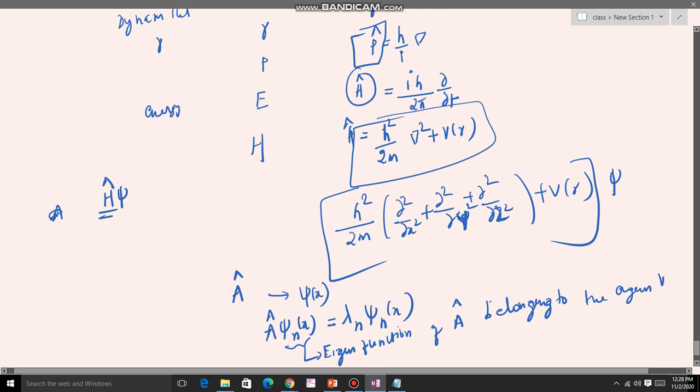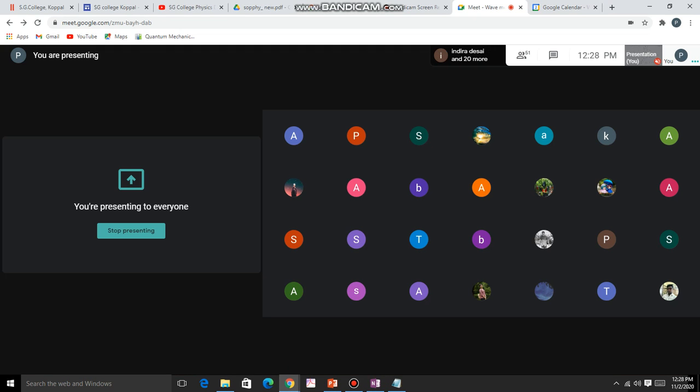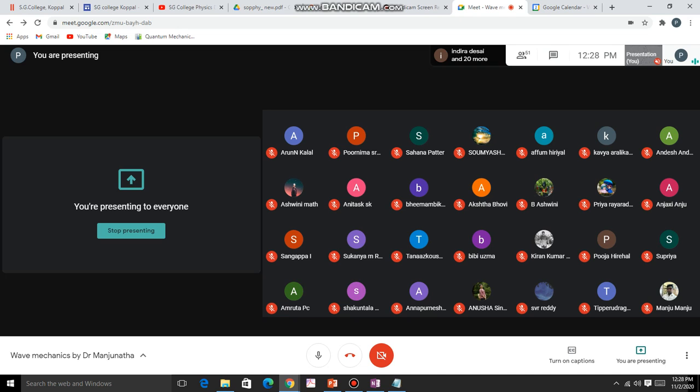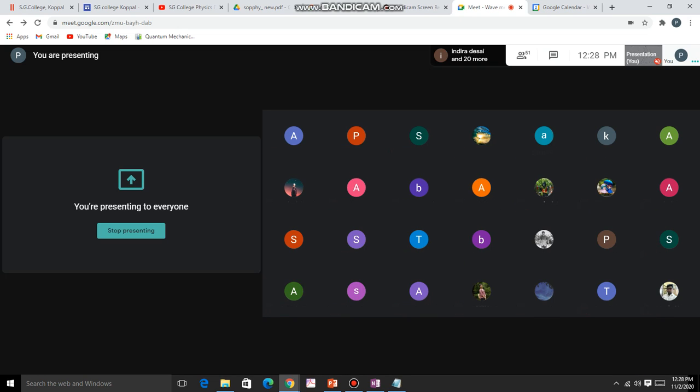eigen value one second. In class ನಡೀತಿದೆ, ನೀವು ಗಲಾಟೆ ಮಾಡಿದ್ರೆ.